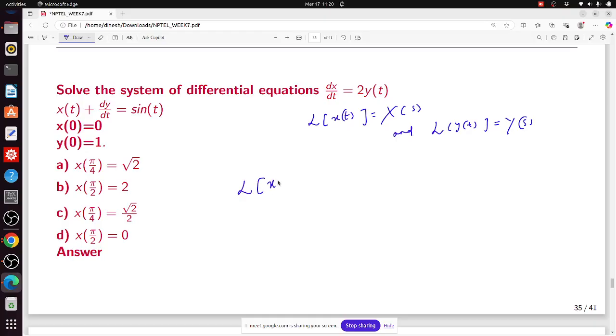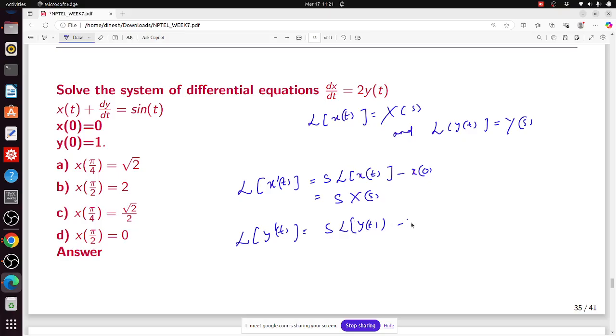Laplace transform of x prime t is equal to s X(s) minus x(0), which is s X(s), and Laplace transform of y prime t is s Y(s) minus y(0). So that is equal to s Y(s) minus 1.